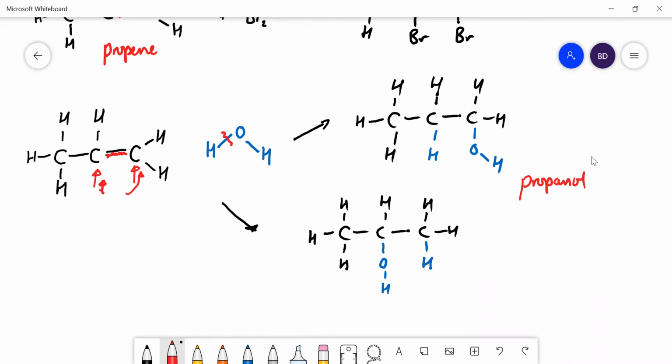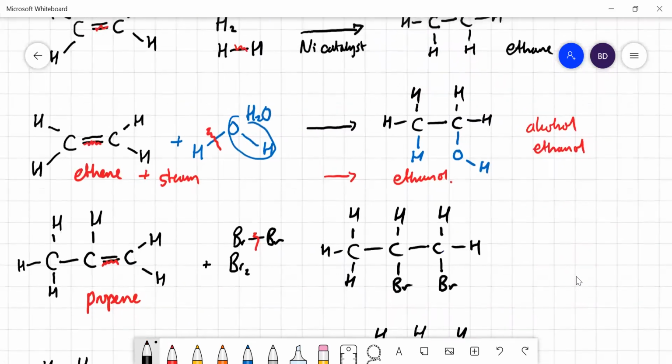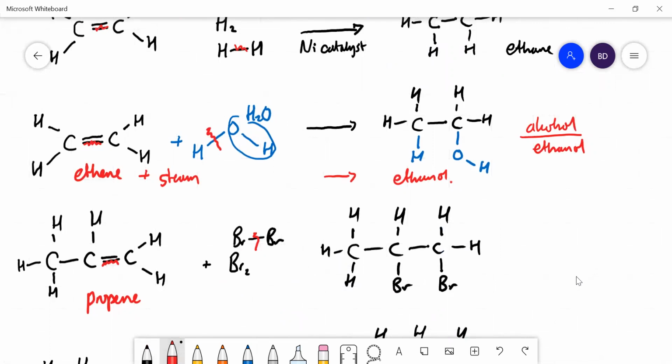Okay, so that's all we need to know about alkenes. They burn with smoky flames, and they undergo these addition reactions where you end up breaking the double bond. Remember how to test for an alkene: it decolorizes bromine water. And also remember that ethene reacting with steam is a very important way of making ethanol.